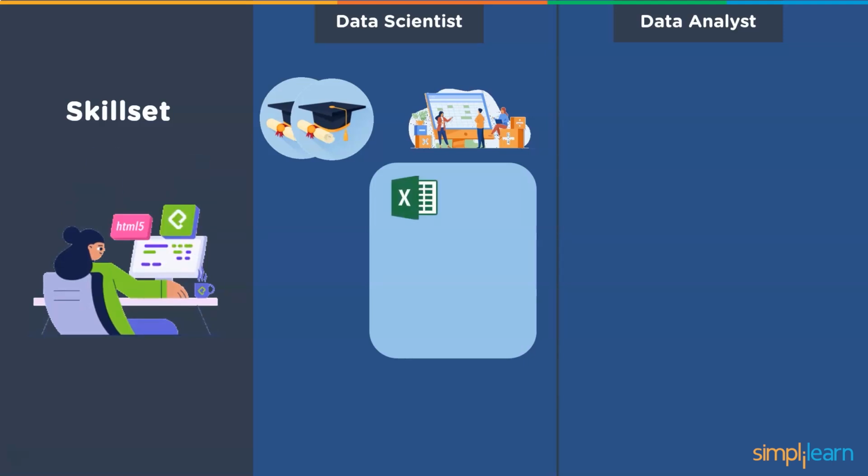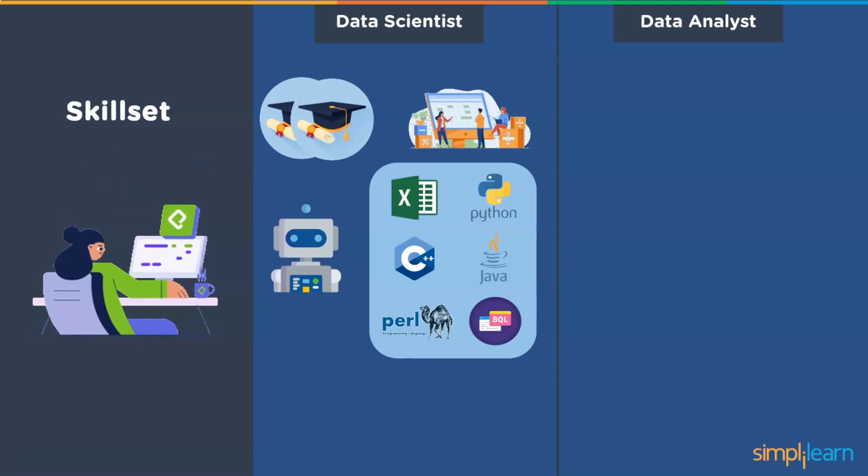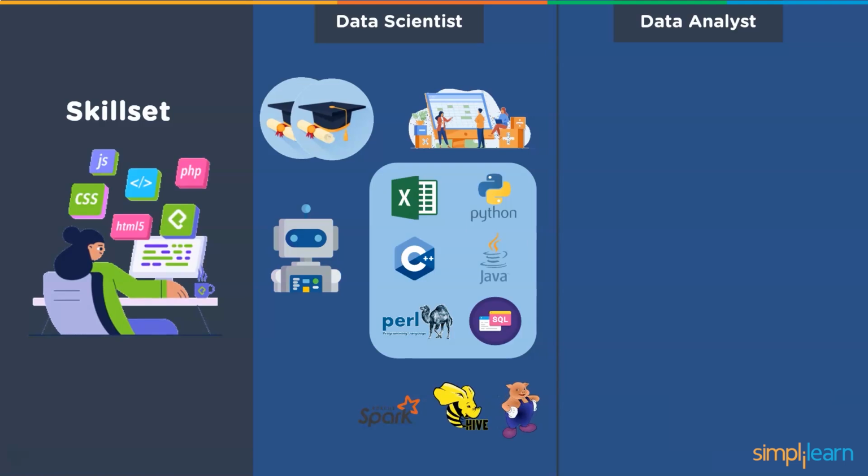Knowledge of Microsoft Excel is good. It is one of the most basic requirements. Speaking of programming languages, you should be good at Python, C++, and Java. Knowledge of Perl is a brownie point. You should also be proficient in SQL. As we discussed earlier, data scientists work on building machine learning algorithms. Hence, you need to have a good knowledge of machine learning and deep learning. Familiarity with Apache Spark, Apache Hive, and Apache Pig is necessary along with the knowledge of Hadoop.